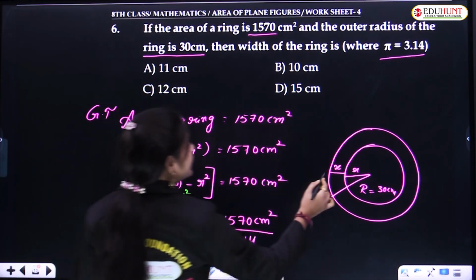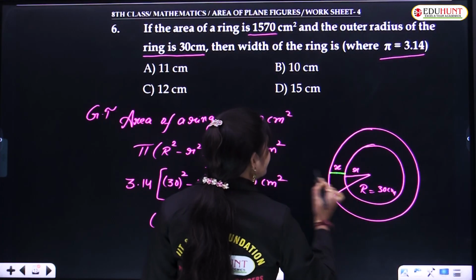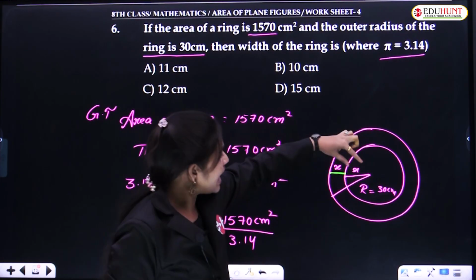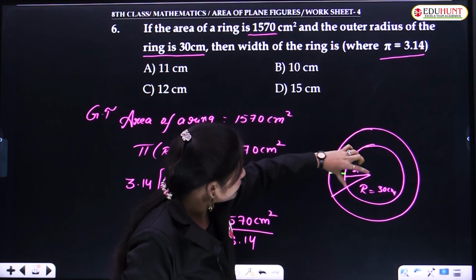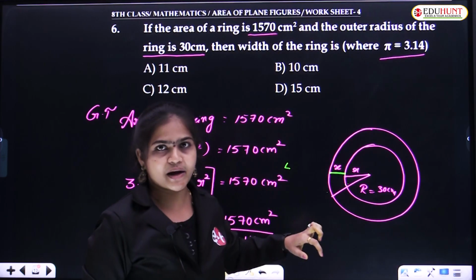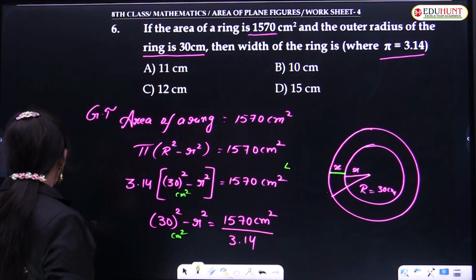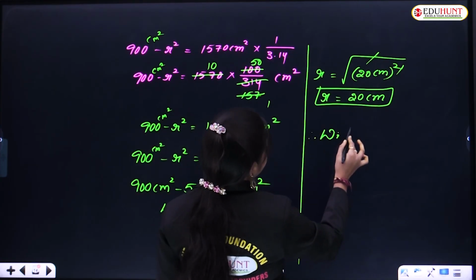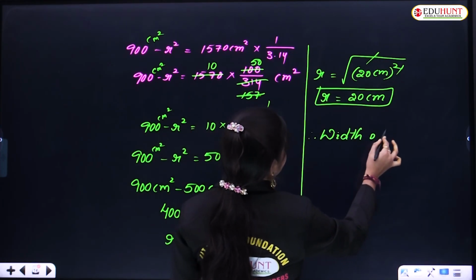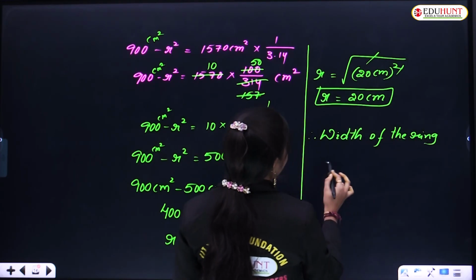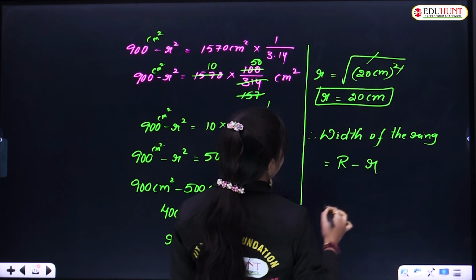Yes, the width of the ring. This width we need to find out. To find that width, we have the measurements of capital R and small r. From capital R, if you subtract the small r part, then we will get the width. Now the width of the ring is equal to capital R minus small r.